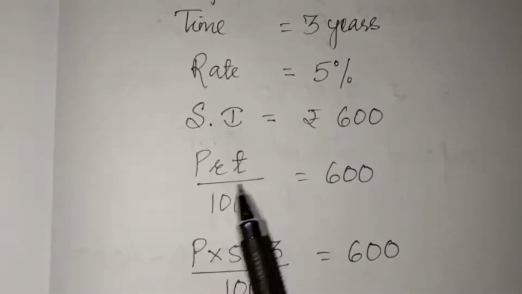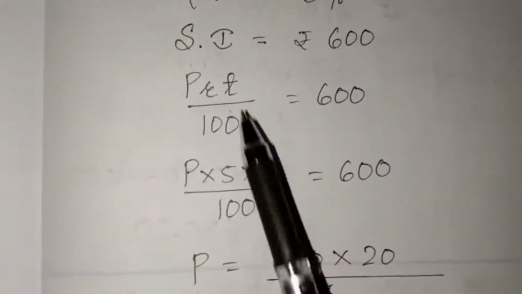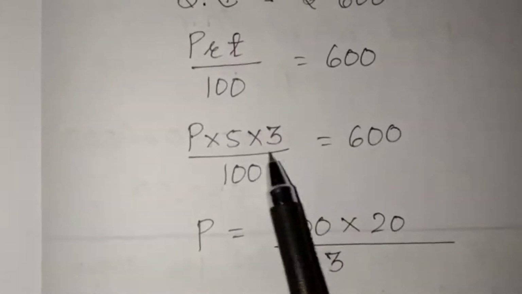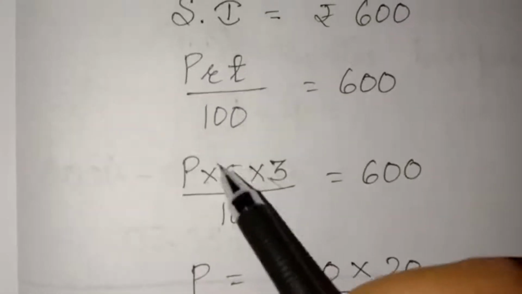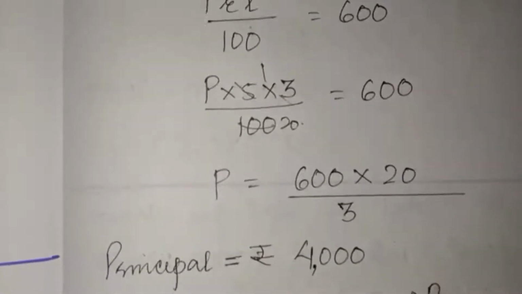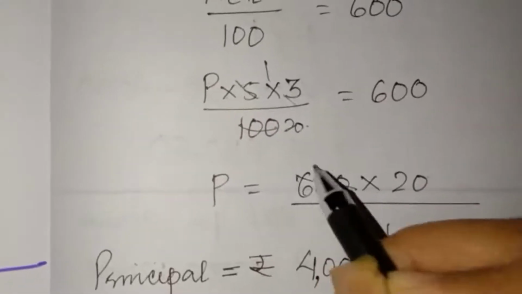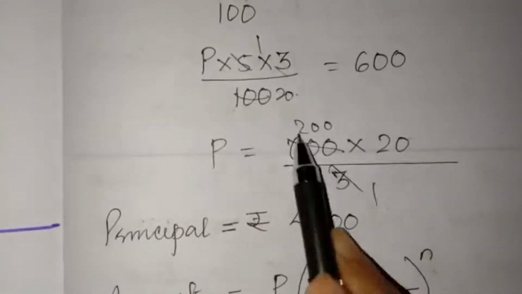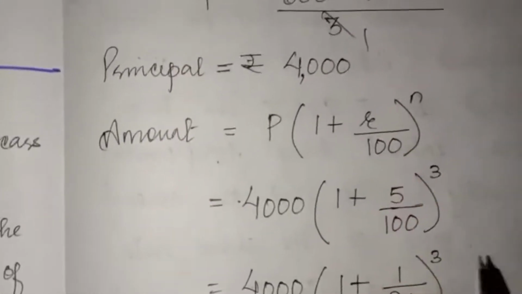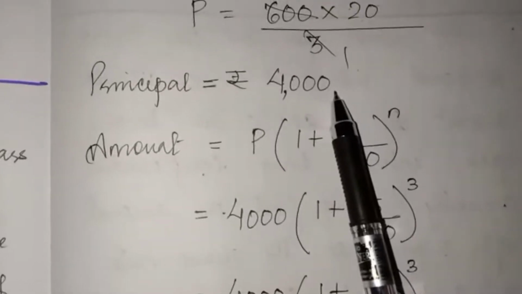You know simple interest, here it is given 600. Formula is PRT over 100 is equal to 600. P, rate is 5, time is 3, is equal to 600. Now I cancel this, 5 ones are 5, 5 20s are 100. Now this will become reciprocal on the right hand side, 20/3. So cancel this, 3 ones are 3, 3 2s are 6, 0 0. So 2 2s are 4, so principal is 4000.